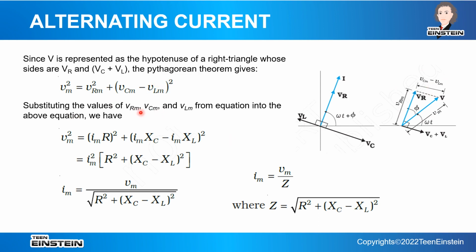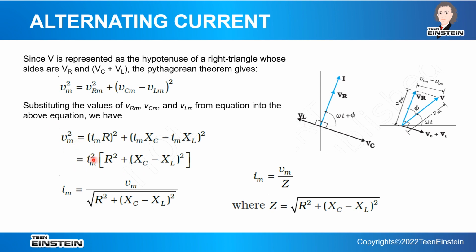Substituting the values of Vrm, Vcm and Vlm. What is Vrm? Vrm is Im into R. Vcm is Im into Xc. Similarly, Vlm is Im into XL, the whole squared. If you substitute all these values, you get this equation. Take Im squared outside, then you get R squared plus Xc minus XL the whole squared. Again, Xc is capacitive reactance, XL is inductive reactance. So you get Vm equal to this.